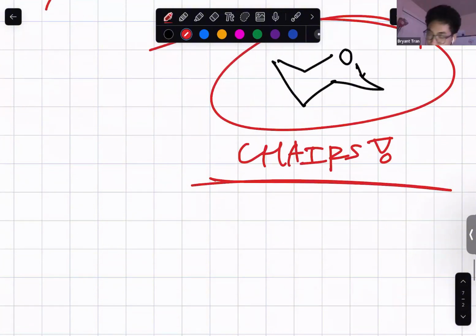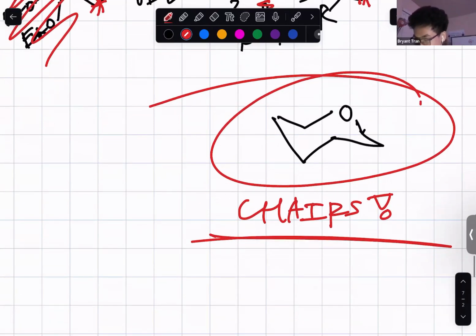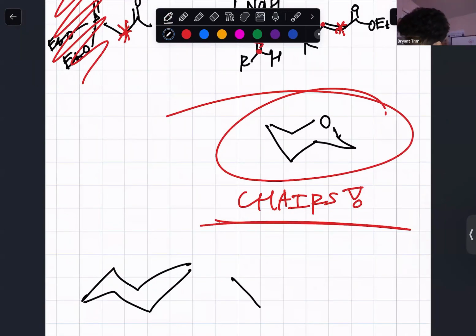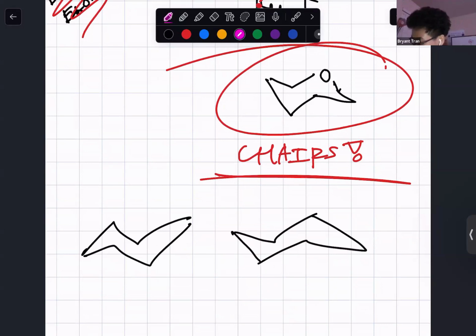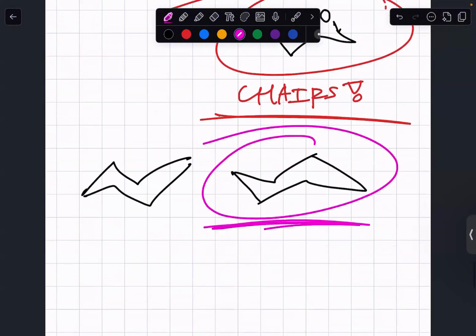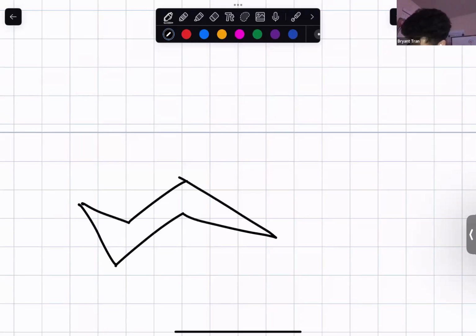Let me show you how to draw them, right? Today for the carbohydrates. So there's two types of chairs. There's this chair and there's this chair right here. But for carbohydrates, we're going to be focused on this configuration here, this type of chair. So I'm just going to focus on that for now. Don't worry about the other one because we won't worry about that for carbohydrates.